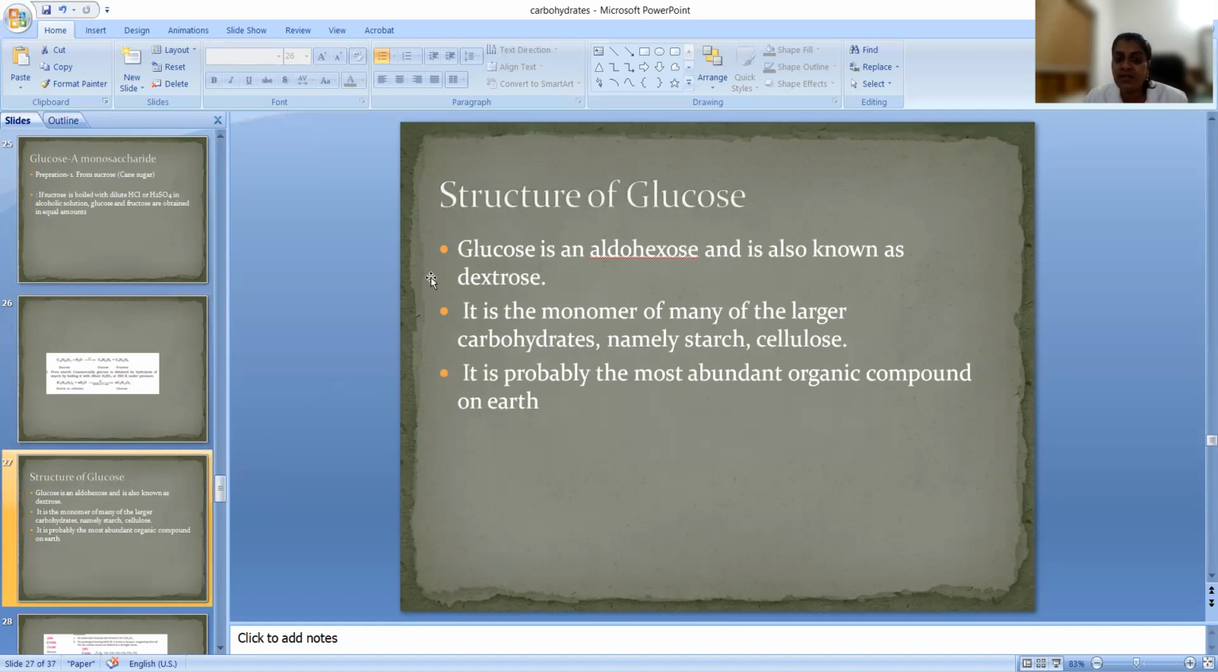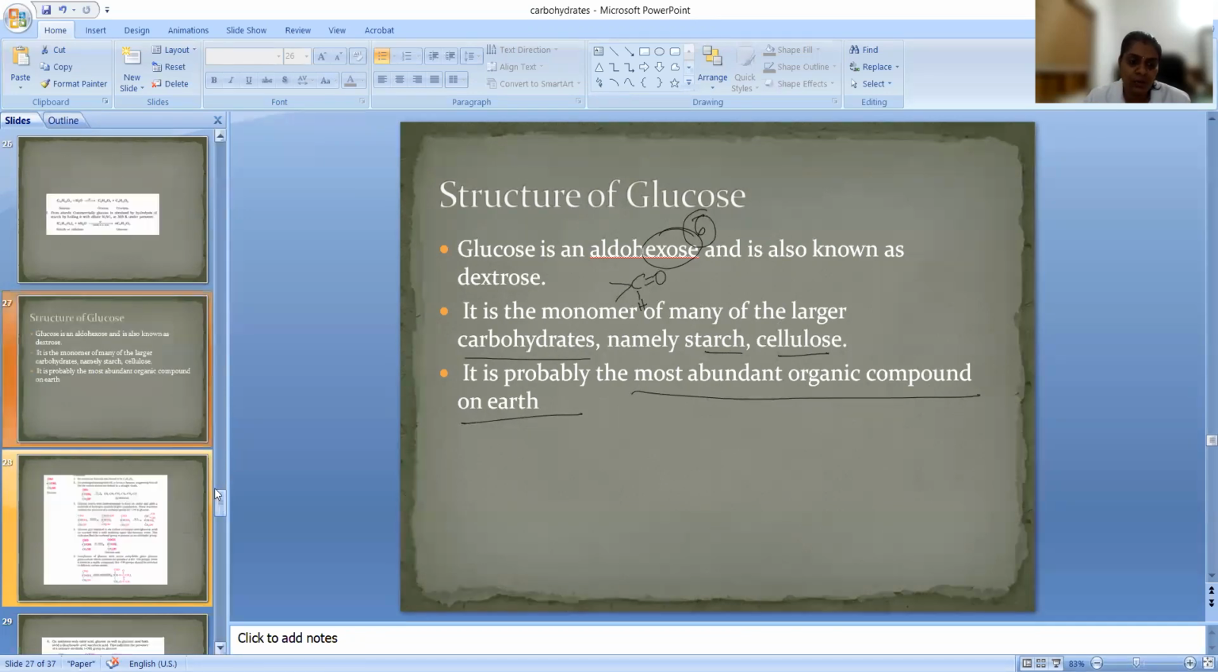Before that, we can understand what glucose is. Glucose is an aldohexose. From the name itself, we can understand that aldo means it consists of an aldehyde group. Hexose means it consists of 6 carbon atoms. It's a monomer of many of the larger carbohydrates, namely starch and cellulose. It is the most abundant organic compound on earth. The most abundant organic compound on earth is glucose.